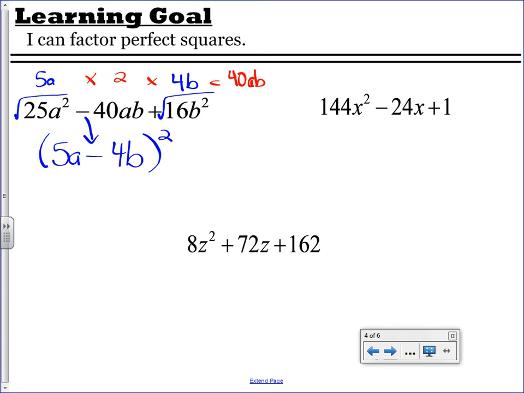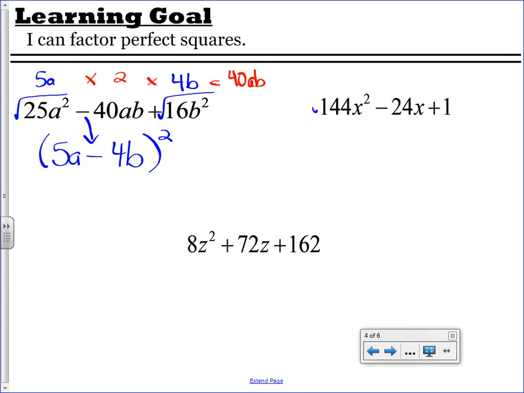Does anyone have any questions about what I just did? Okay, let's try this next one here. 144, is that a perfect square? Is 1 a perfect square? Yes. So then we check.